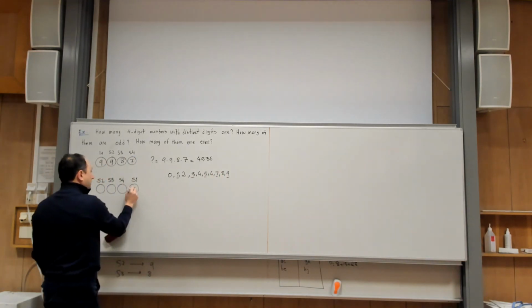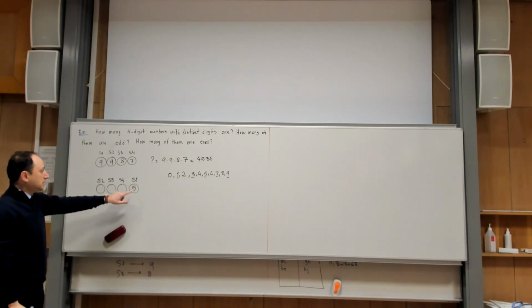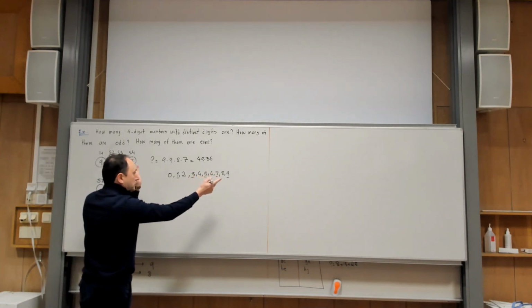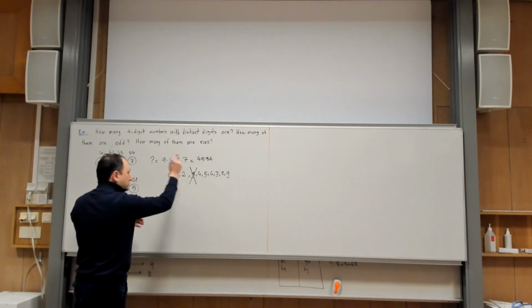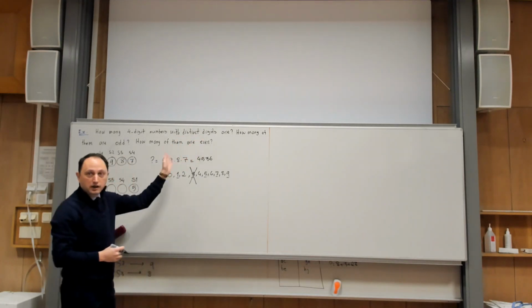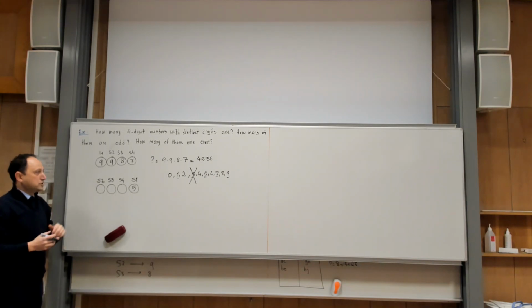Now assume that stage number 1 is done, it means that one of these numbers has been chosen. So let us assume that this has been chosen. Because the digits are supposed to be distinct, I have to cross it over from my list. And then I go to stage number 2. How many options are available?